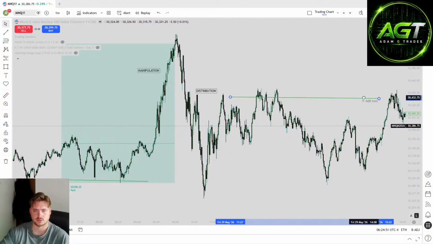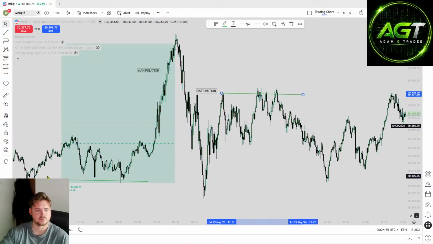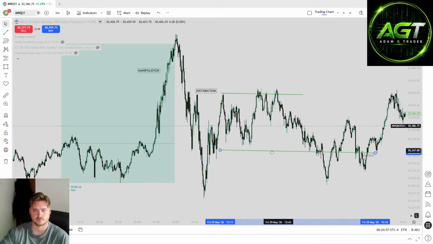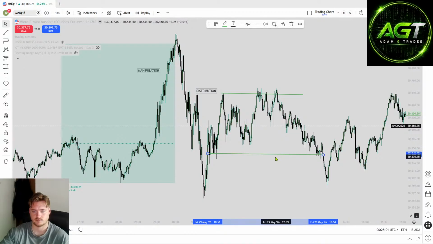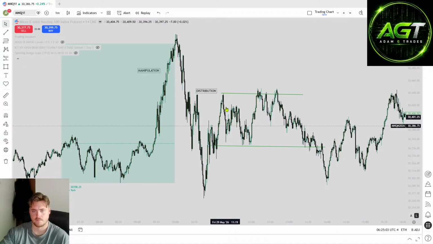Like accumulation, price is sharing the same range. We're accumulating orders, so then we get manipulation, distribution. Again, a bit harder one to spot, but the more you go through it, you can identify. You just need to get good at identifying consolidations.